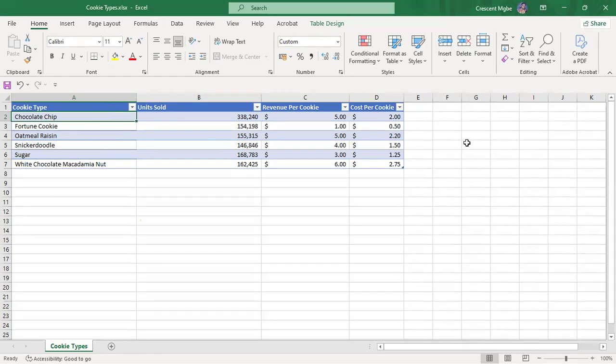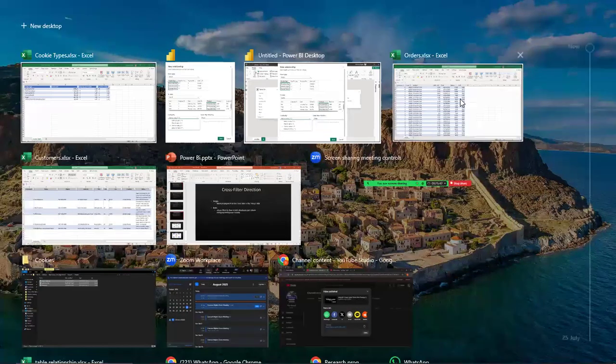The reason why I'm repeating it again and again is because I want you to stick it in your head that this is the primary key. It does not duplicate, it does not repeat. So it is one. You cannot see it twice. There's just one chocolate chip, one fortune cookie, one oatmeal. Now let's go to the other table that we are connecting it to.